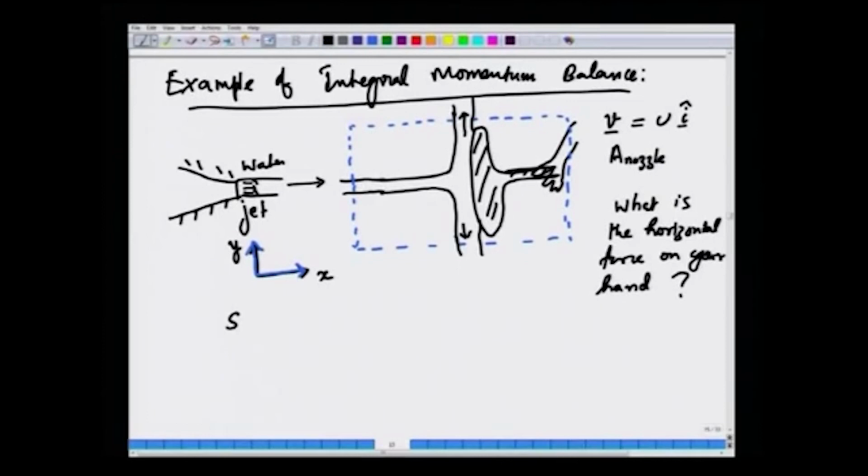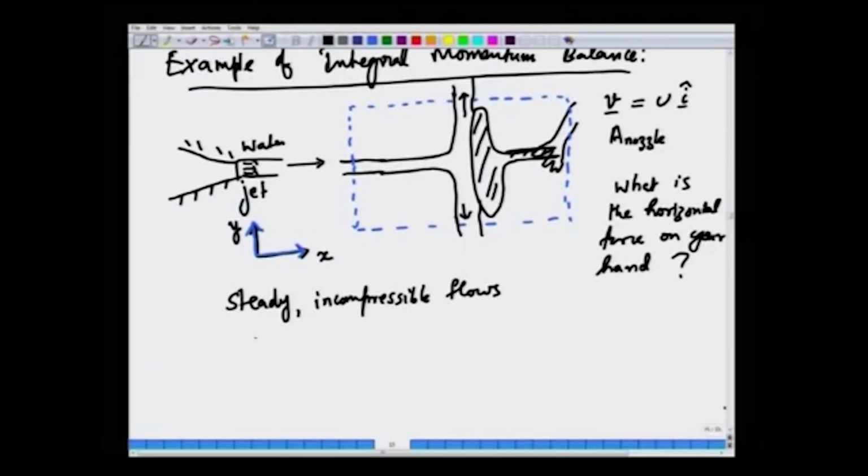Now, we are making some standard assumptions, steady flow and incompressible flow. These are all assumptions that the flow is steady, that is nothing is dependent on time at a given point in space, as well as the flow is incompressible, which means that density is a constant. And we will also assume that the flow is uniform.